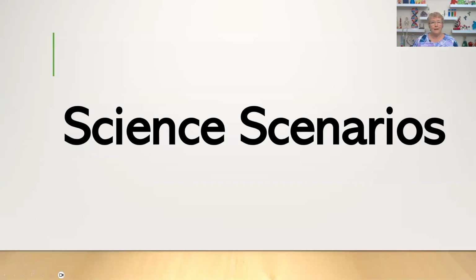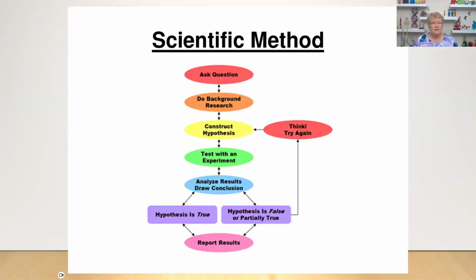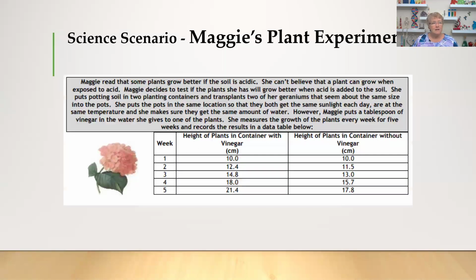All right, here we go. So again, these are the steps in the scientific method. And I'm gonna skip over some of this because we just did these. All right, so let's start with Maggie and her plant experiment.